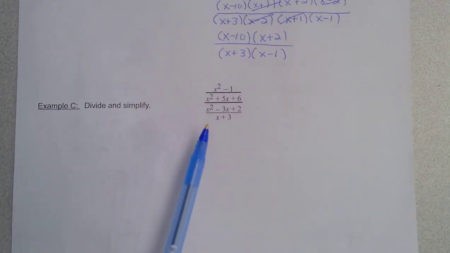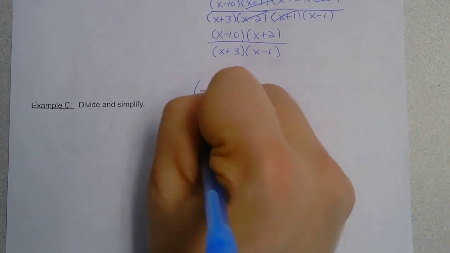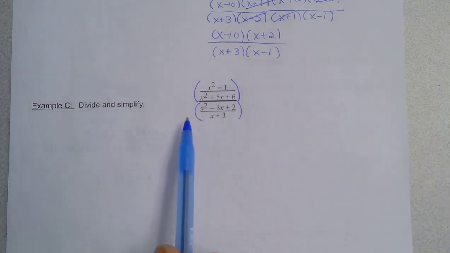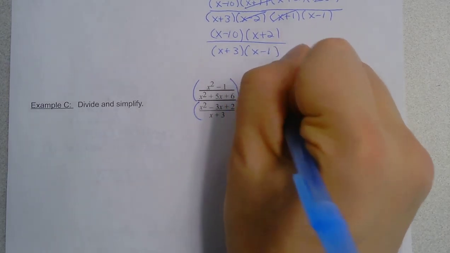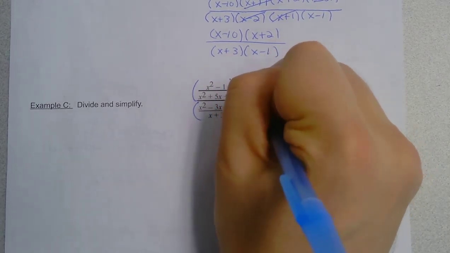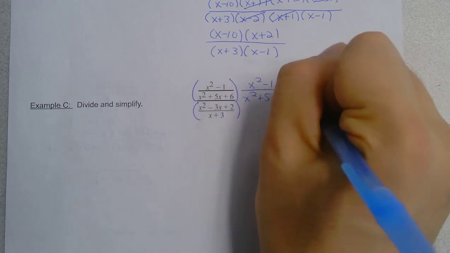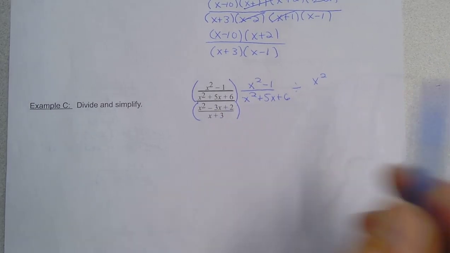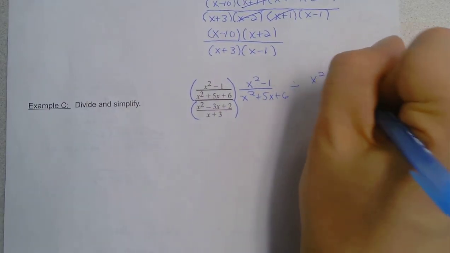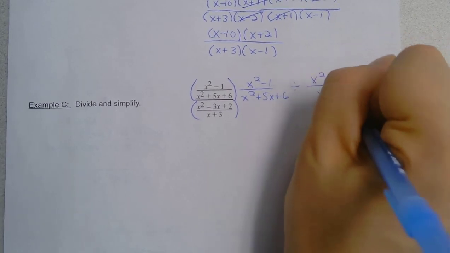Now, this problem looks really complicated. So what I'm going to do is just rewrite it. I can have these two, and then instead of writing that with a big division bar, I'm going to write that with the division sign. So x squared minus 1 divided by x squared plus 5x plus 6, and then divided by x squared, and I'm just bringing this up here, minus 3x plus 2, all over x plus 3.